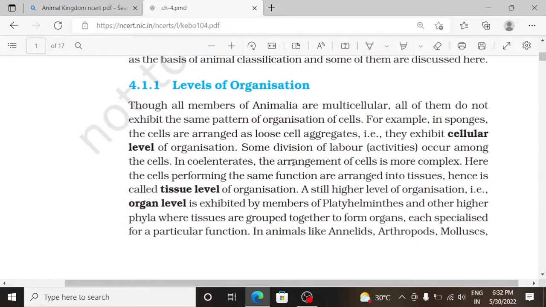Levels of organization. Though all members of Animalia are multicellular, all of them do not exhibit the same pattern of organization of cells. For example, in sponges, the cells are arranged as loose cell aggregates. That is, they exhibit cellular level of organization. Some division of labor activities occur among these cells. In coelenterates, the arrangement of cells is more complex. Here, the cells performing the same function are arranged into tissues. Hence, it is called tissue level of organization.